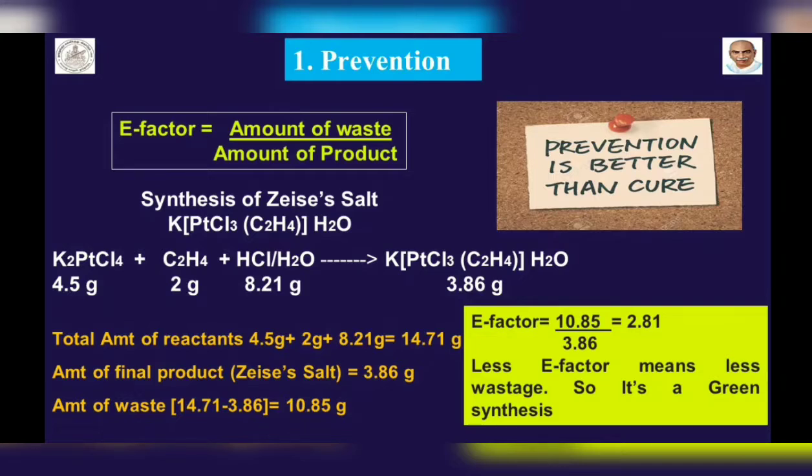Now you have to calculate the amount of waste. For that, you subtract the amount of final product from the total amount of reactants, that is 14.71 minus 3.86, which is equal to 10.85 gram. Now you have the amount of waste and the amount of product. You can substitute in the formula: 10.85 divided by 3.86 is equal to 2.81. Less E factor means less wastage. So this reaction can be considered a green synthesis.